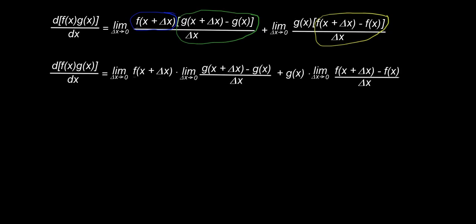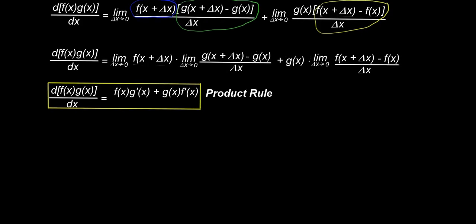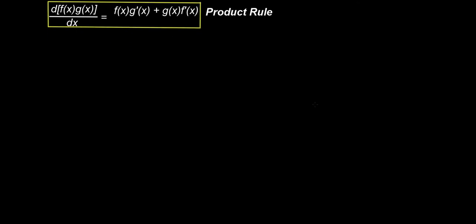I have an extra line of algebra that I did there, but there we go. So that's the derivative of a product of two functions, f of x times g of x, and again, it has the beautiful name of product rule. Right? So we're going to now do a couple of examples where we apply this product rule. And the first example is going to be this one.